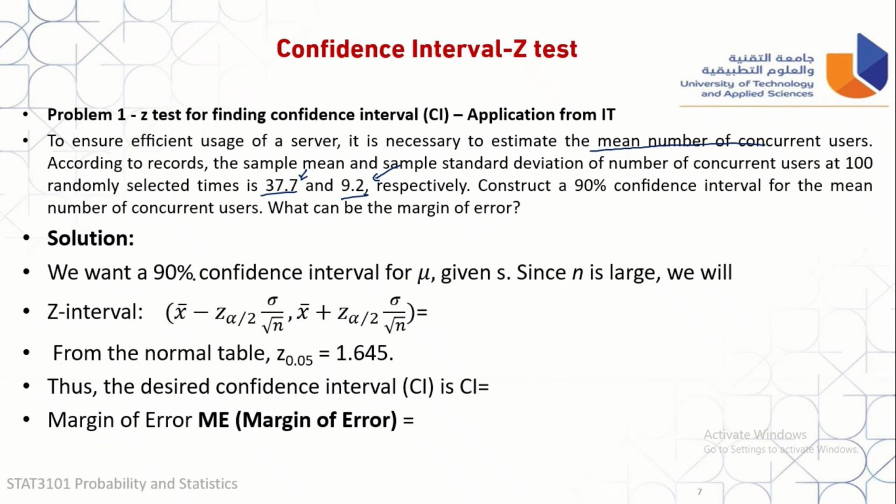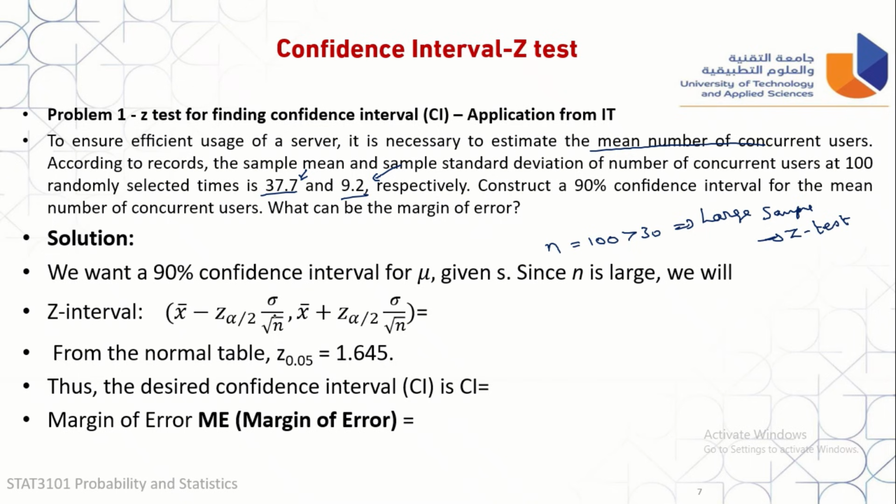So we want to construct a 90% confidence interval for mu. The n is large. So what is the value of n? The value of n is 100. So this 100 is greater than 30. Since it is greater than 30, this is a large sample. Since it is a large sample, this belongs to z-test.